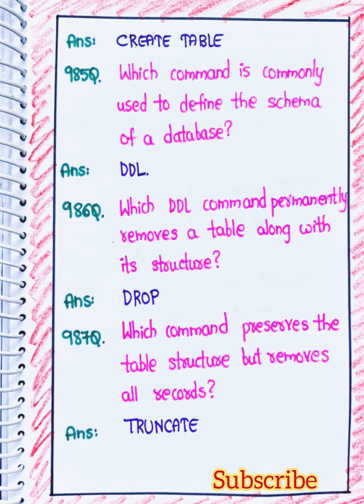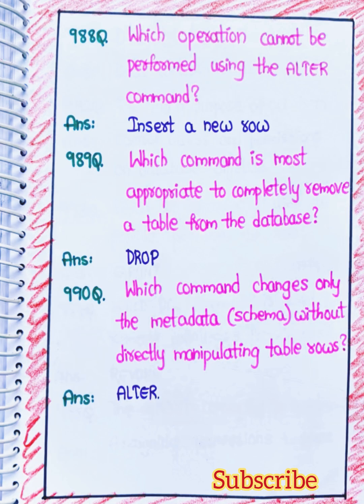Which command preserves the table structure but removes all records? Truncate command preserves the table structure but removes all records. Next question. Which operation cannot be performed using the alter command? Insert a new row operation cannot be performed using the alter command. Which command is most appropriate to completely remove a table from the database? Drop command is most appropriate to completely remove a table from the database. Which command changes only the metadata schema without directly manipulating table rows? Alter command changes only the metadata schema without directly manipulating table rows.